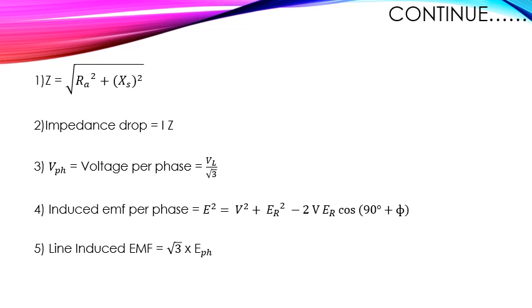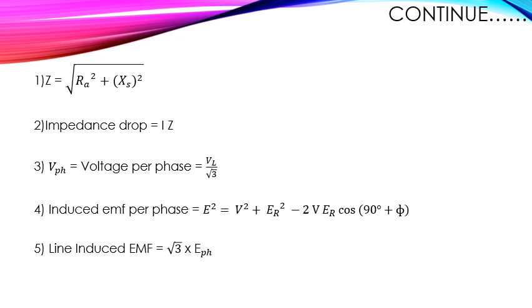Now the equations to be used. To find the synchronous impedance, take the root of the vector sum of Ra and Xs, that is root of Ra square plus Xs square. Then impedance drop is the product of current and impedance. Then as usual, voltage per phase is the ratio of line voltage to root 3. Then induced EMF per phase is calculated as E square is equal to V square plus ER square minus 2V ER cos of 90 plus phi, or we can take theta plus phi.